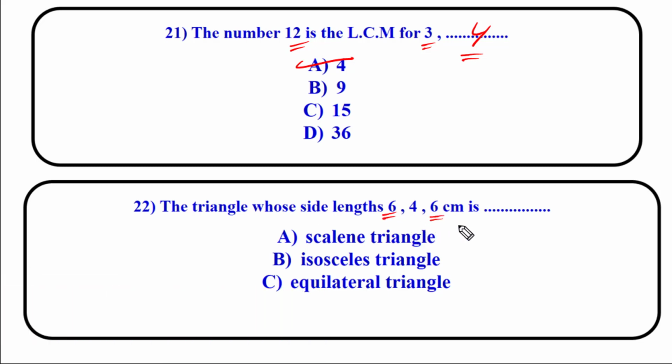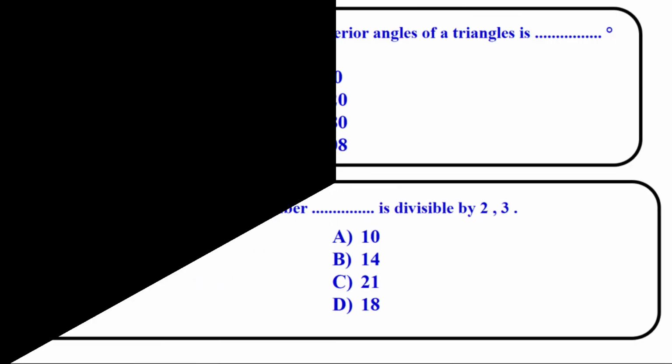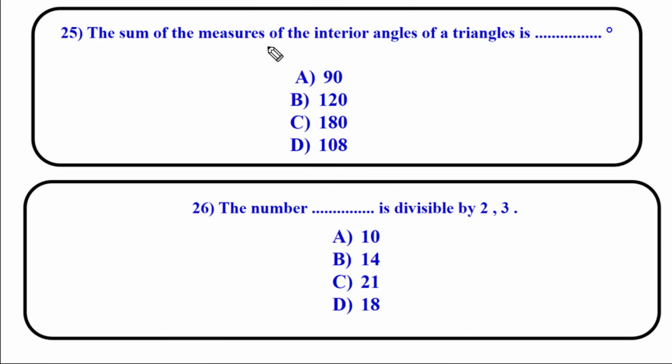Next, the triangle whose side lengths are 6, 4, 6, we have here two sides that are the same, are equal. So this triangle is called what? It is called an isosceles triangle. Number 25, the sum of the measures of the interior angles of a triangle is equal to what, guys? Yes, it is 180 degrees. We studied before. So the correct answer is C.